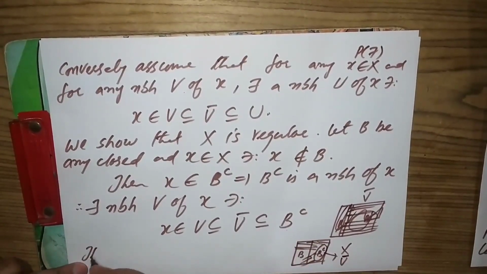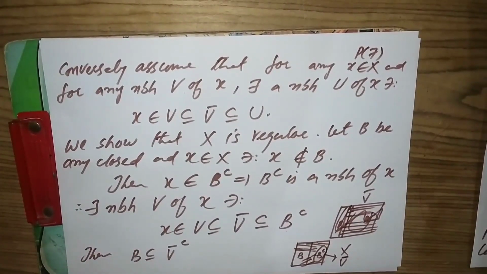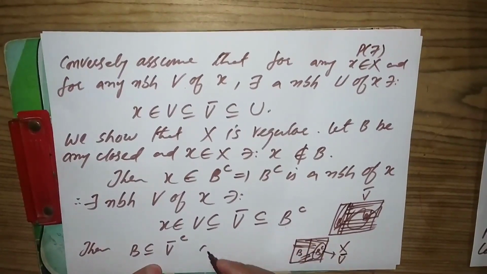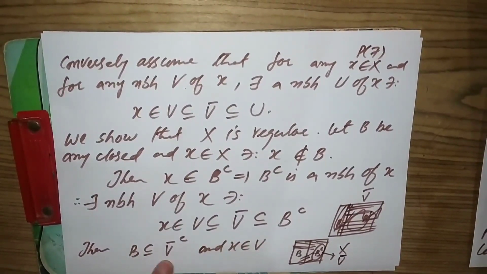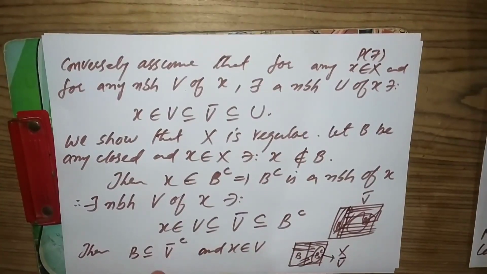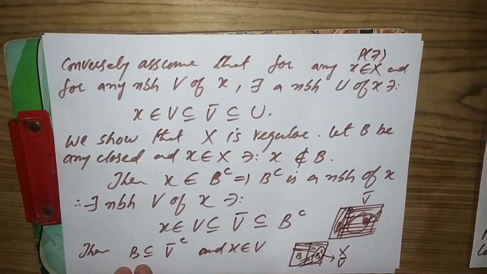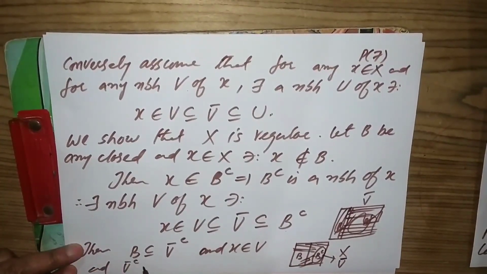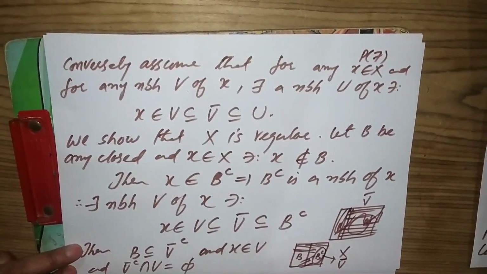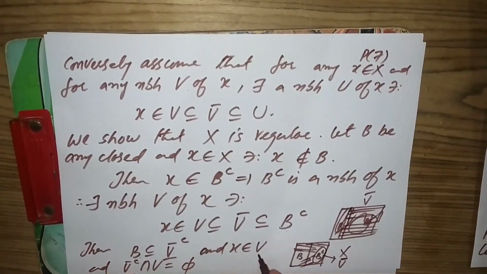Then B is a subset of V closure complement, and x belongs to V, and both are open sets, because V closure is closed, so its complement is open. V closure complement contains B, and V contains x, and they are also disjoint: V closure complement intersection V is the empty set. You can easily verify this.